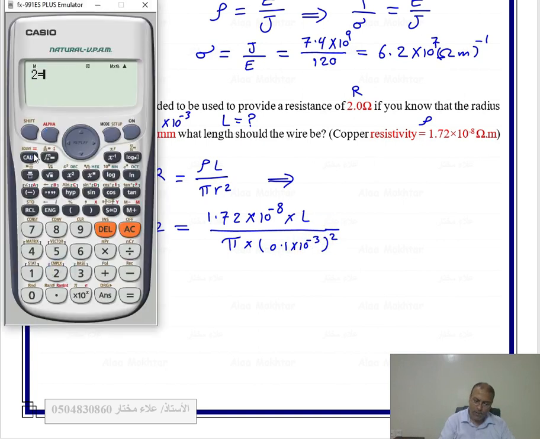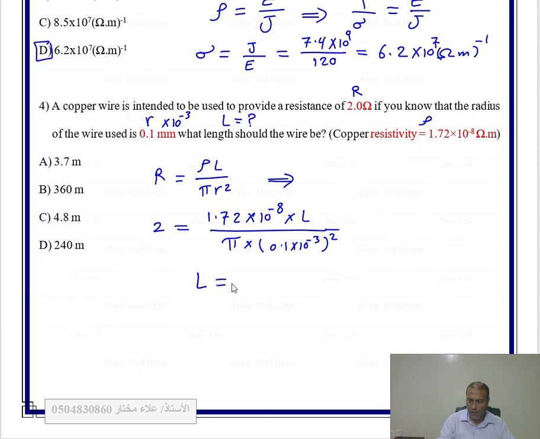2 alpha equal fraction 1.72 into 10 negative 8 times unknown, divide. Shift, multiply 0.1 into 10 negative 3, squared. Shift solve equal. 3.65. L equal 3.65 or 3.7 meter.